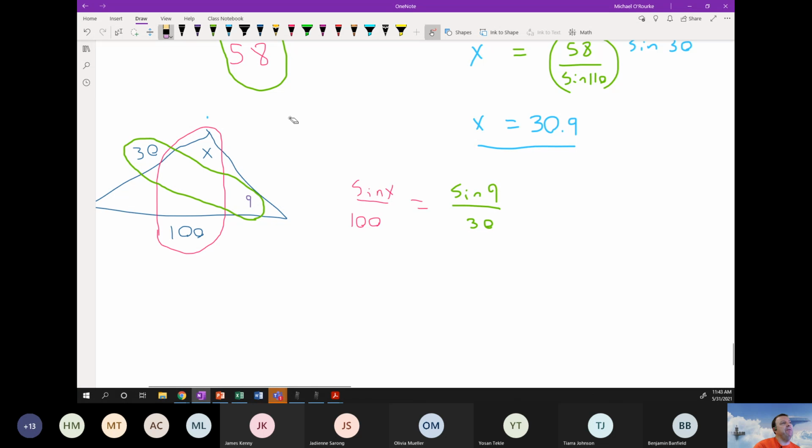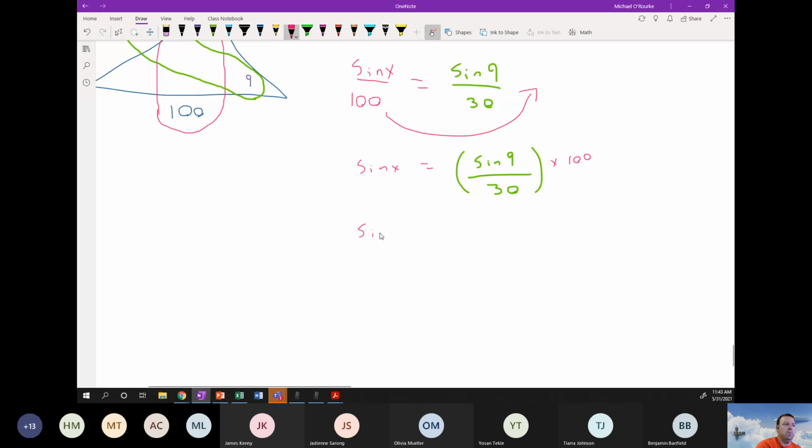So now we do the first step we've done here each time. We isolate the x. So we move this over. So we get sine x equals sine 9 divided by 30 times 100. Okay, and I'll wait for someone to write in chat the answer for that. Good, 0.5, 0.52, somewhere around there. I'm gonna go 0.52.